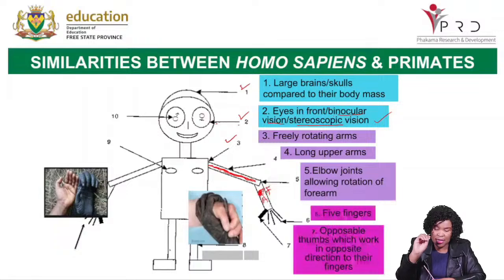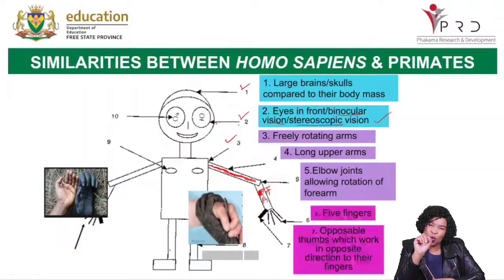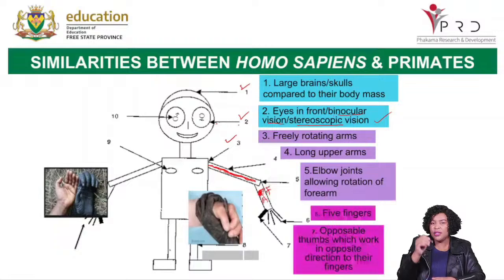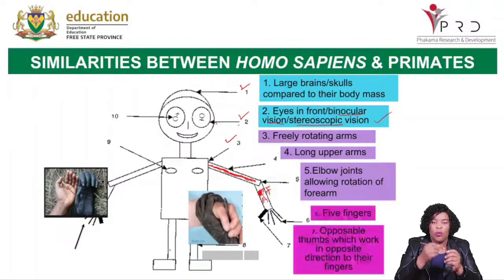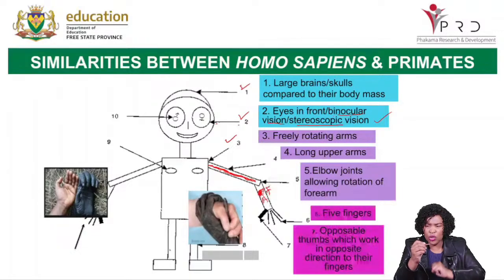And this opposable thumb is going to allow us to have that precision grip, the ability for you to hold a pen in this way, or also for you to put that thread in a needle. So that is also the opposable thumb allowing you to do that, and also to grip.